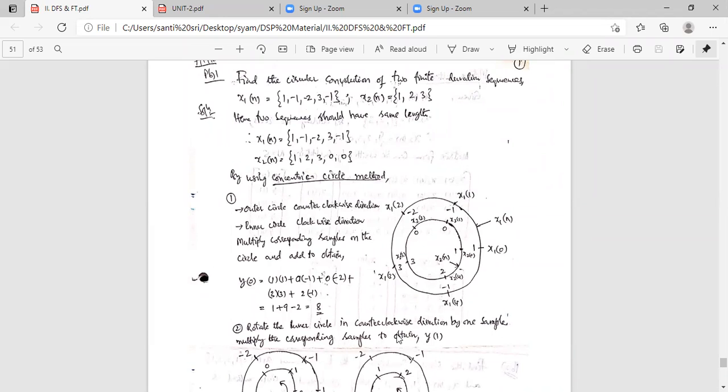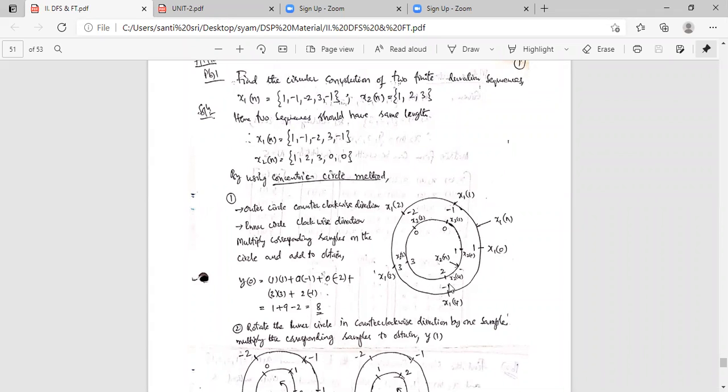Remember, the length of the two sequences will be the same. If it is not the same, we will add zeros to the sequence with less length. Here the length is only 3, so for making it 5, we will add two zeros. The outermost circle is x1 of n and the innermost circle is x2 of n.